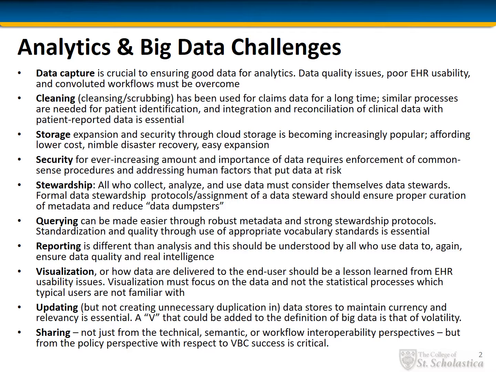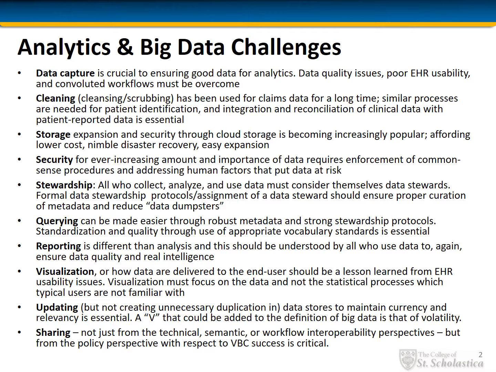Now lastly, we want to acknowledge that there are certainly challenges in analytics and big data, literally at every step along the way. The following points are taken from a publication called The Top 10 Challenges of Big Data Analytics in Healthcare, which was published in 2017 Health IT Analytics. Data capture is crucial to ensuring good data for analytics. Data quality issues, poor EHR usability, and convoluted workflows, which we'll be addressing in the next unit, must be overcome in order to produce good intelligence from analytics on big data.